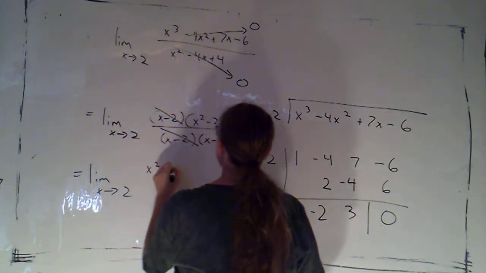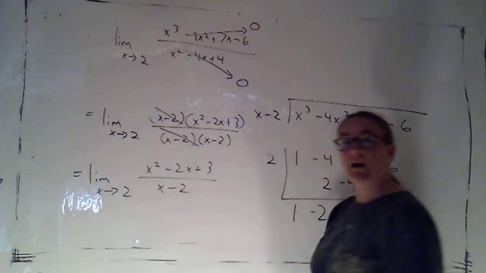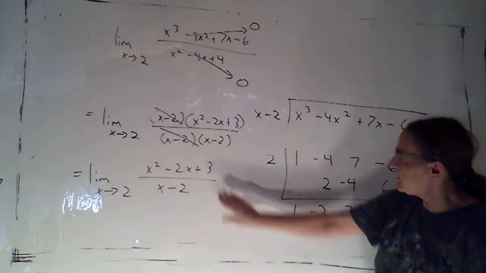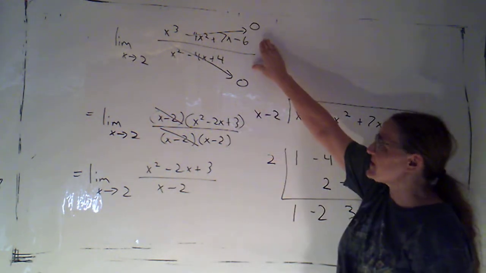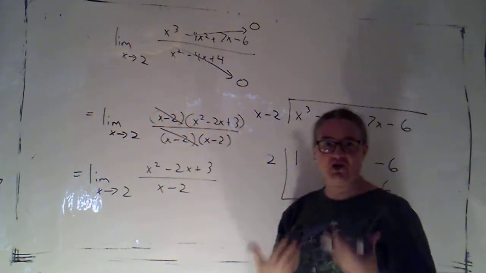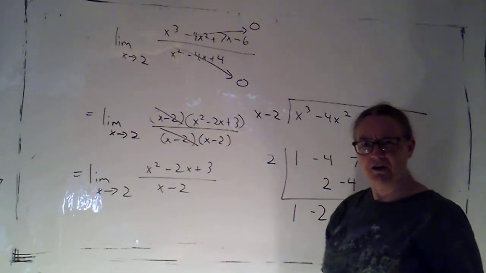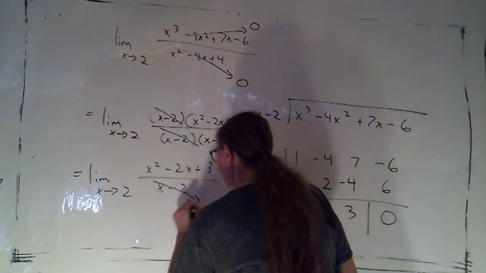and so we've got the limit as x goes to 2 of x squared minus 2x plus 3 over x minus 2. Now this function is actually exactly the same as the function we started with, because even though I just canceled, I didn't change the domain in doing that. I still can't plug in 2, because look, the bottom is still going to go to 0.